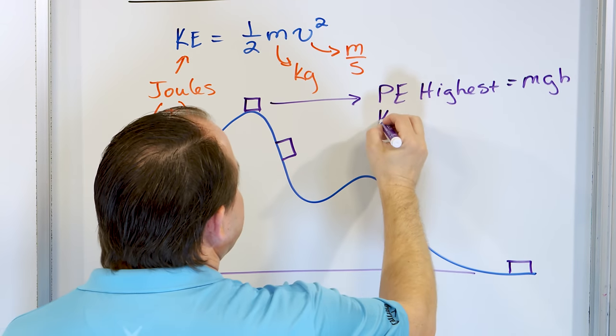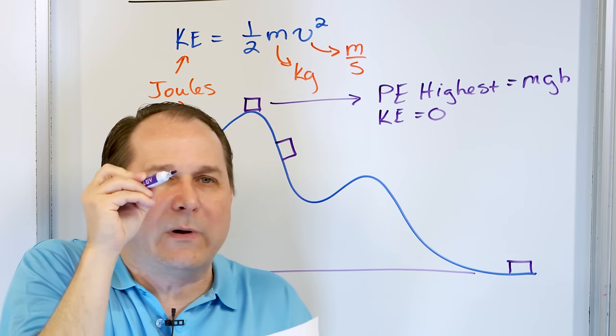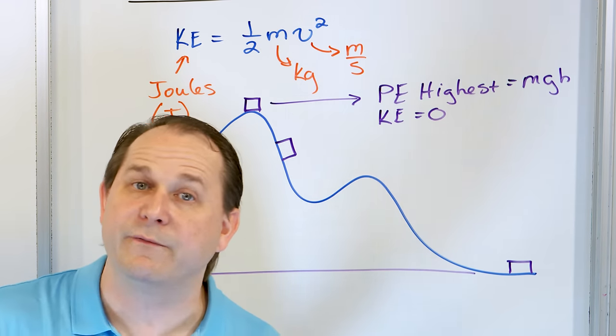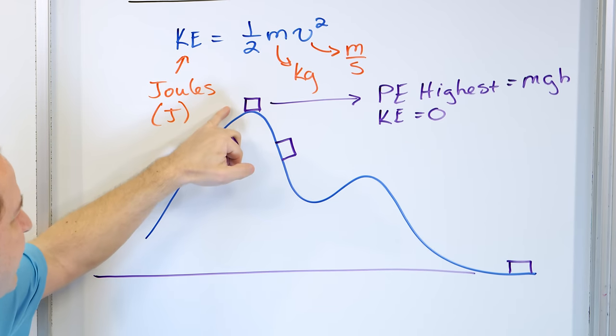Now, what is the kinetic energy here? The kinetic energy is zero because I'm not moving. Right at the moment when I stop, right before I go over, I'm not moving. I have no motion, no kinetic energy. But I have a maximum potential energy.